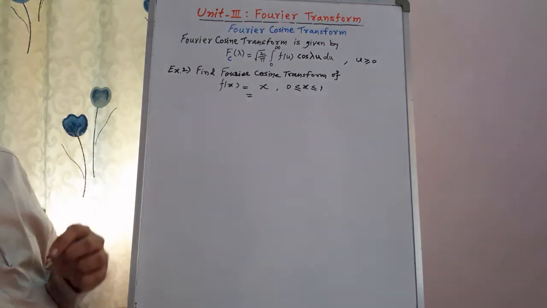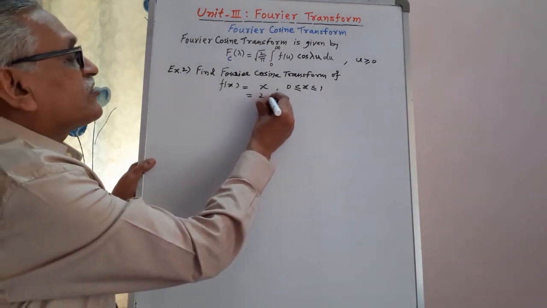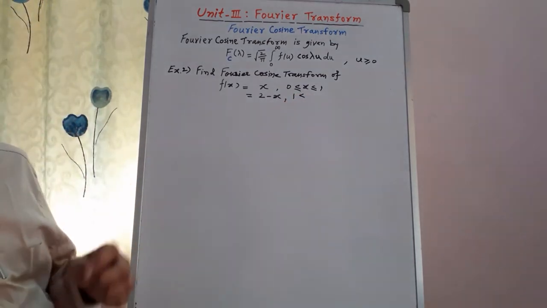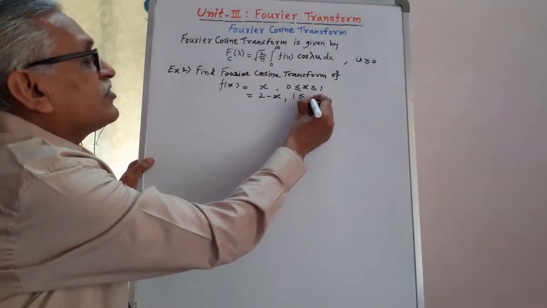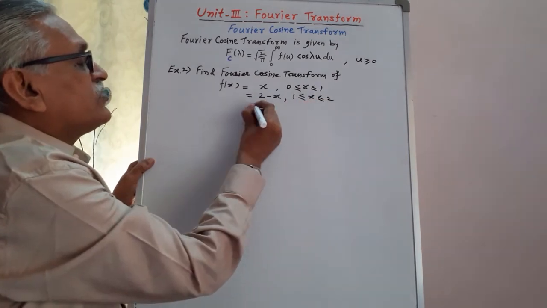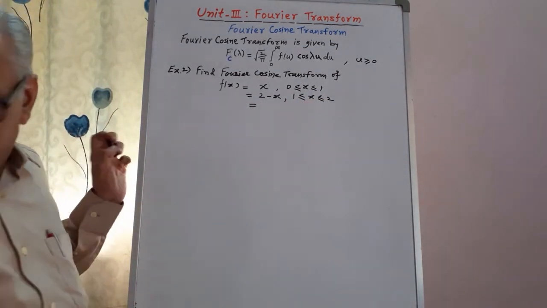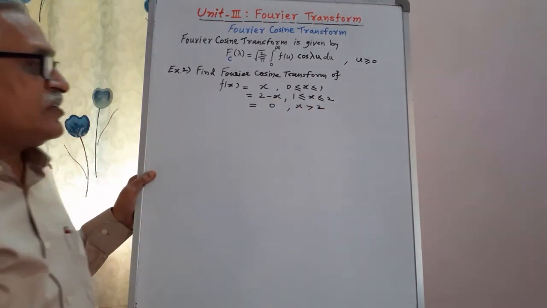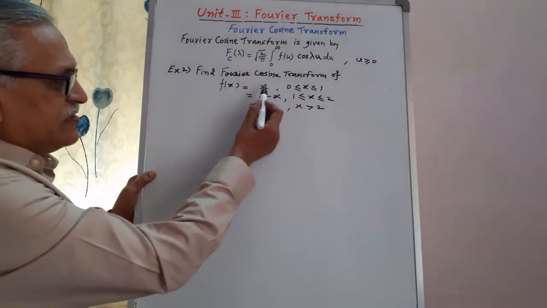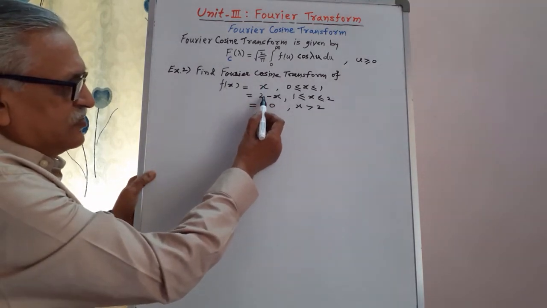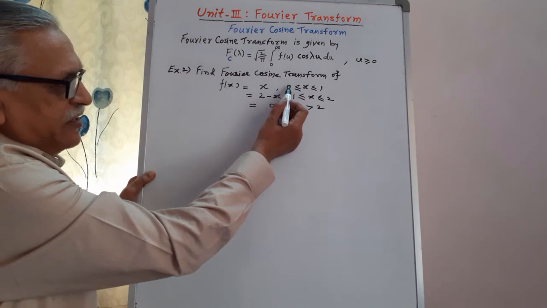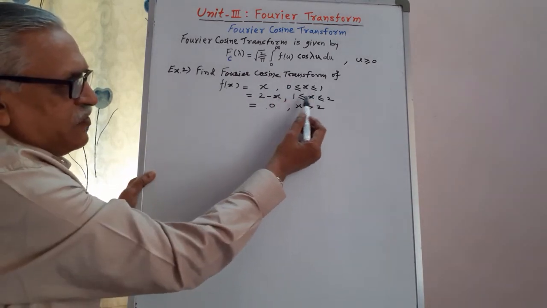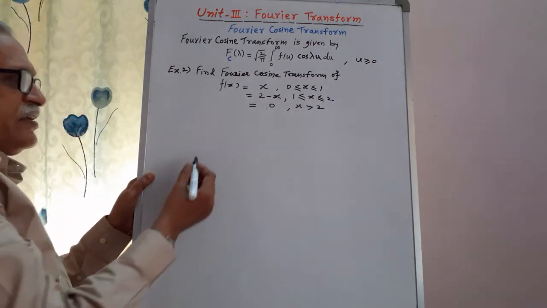The second value is 2 minus x for 1 less than or equal to x less than or equal to 2, and the third value is 0 for x greater than 2. Here the function has three values, x, 2 minus x and 0, and the total range is 0 to infinity, which we have to split as 0 to 1, 1 to 2 and then 2 to infinity.